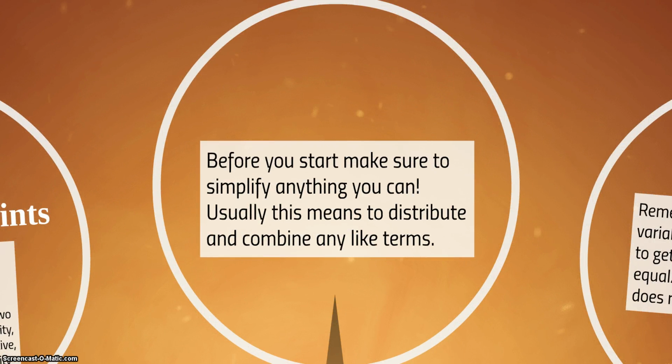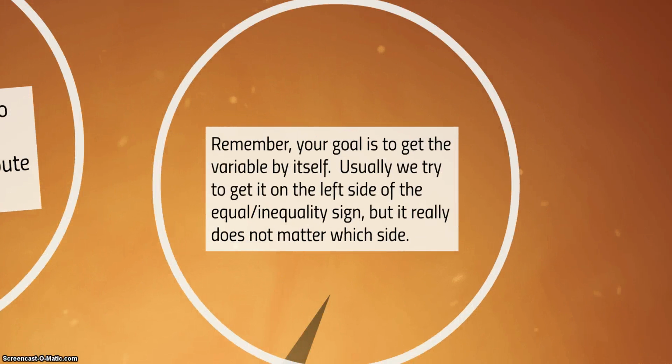Before you start, make sure you simplify anything you can. Usually, this means to distribute and combine any like terms. Remember, your goal is to get the variable by itself. Usually we try to get it on the left side of the equal or inequality sign, but it doesn't really matter which side you put it on.